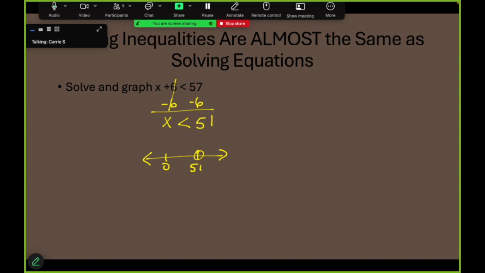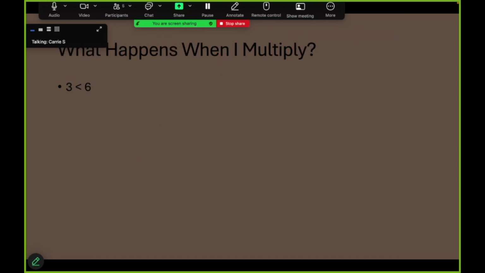Is it going to go towards the left or the right? I don't know. What numbers go in here and make it true? Are they smaller than 51 or bigger than 51? Smaller, so we're going to go towards the smaller, or towards the left. Okay? So we have graphed this and solved this. So adding and subtracting is the same with inequalities. But let's figure out what happens when we maybe multiply.